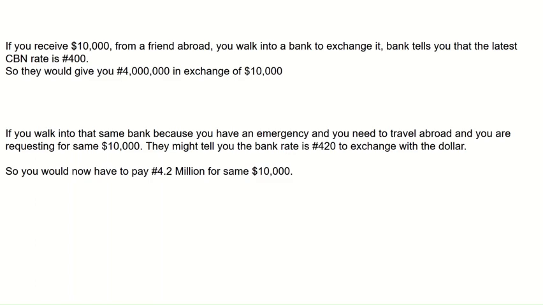So let's use a practical example. If you receive $10,000 from a friend abroad, you walk into a bank to exchange it. The bank tells you that the latest CBN rate is 400 naira. So they would give you 4 million naira in exchange for the $10,000 your friend sent to you. If you walk into the same bank the next day because you have an emergency and you need to travel abroad and you are requesting the same $10,000, they might tell you the bank rate is 420 naira to the dollar. So you now have to pay 4.2 million naira if you want to get the exact same $10,000. You are going to get this very soon.